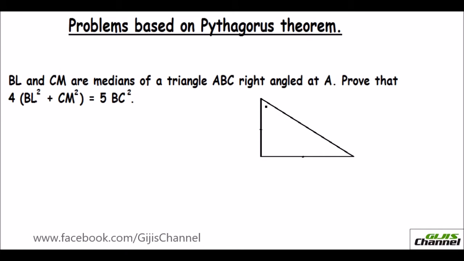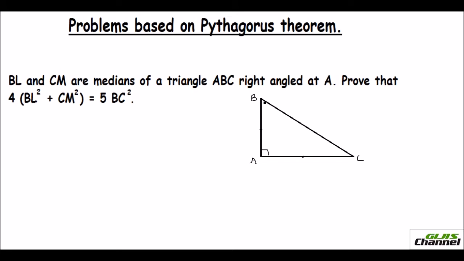So first let us draw a triangle ABC, right angled at A, right? And maybe this we can take it as B and this as C. Okay. Now they say BL and CM are the medians, right? So let me draw the median. I'll tell you what the median is. Median is a straight line from the opposite vertex to the middle of this opposite side, okay? A line from the vertex to the midpoint of the opposite side is your median.